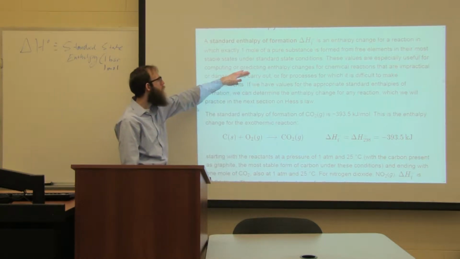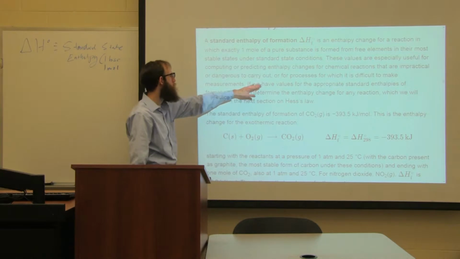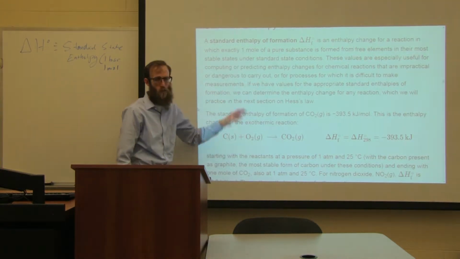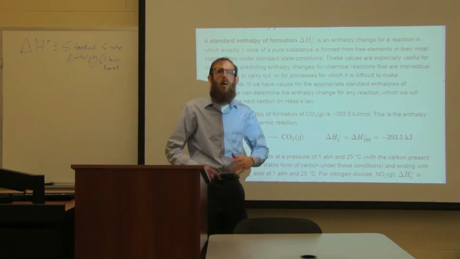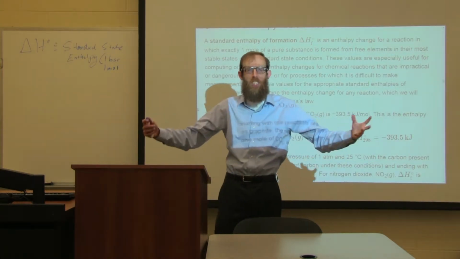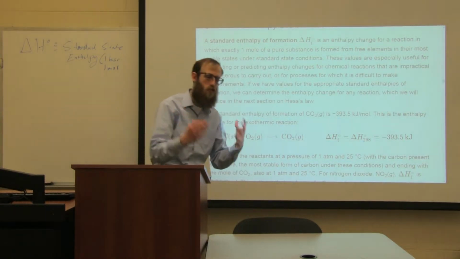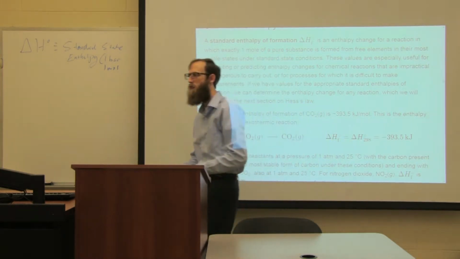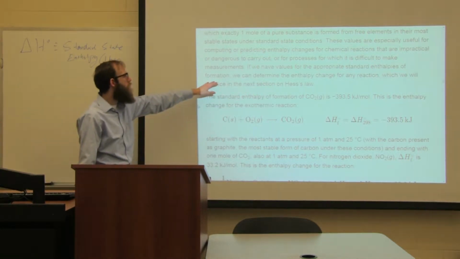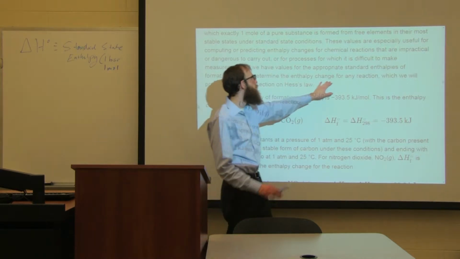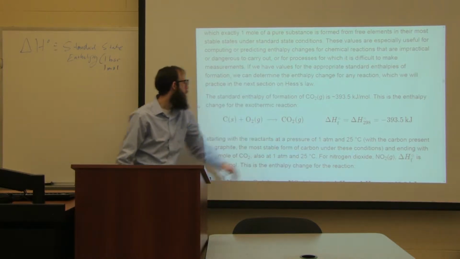These can be used to compute or to predict the enthalpy changes for chemical reactions that are impractical or dangerous processes, or things that are difficult to make measurements on. So we can use the values for the standard enthalpy of formation to calculate values for reactions that we haven't even done yet, based purely on the information about the substances in the reaction and the products of those reactions. So, if we have values for appropriate standard enthalpies of formation, we can determine the enthalpy change for any reaction. This is what we're going to be talking about in our discussion of Hess's law.